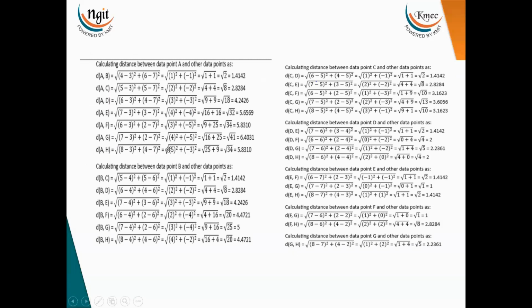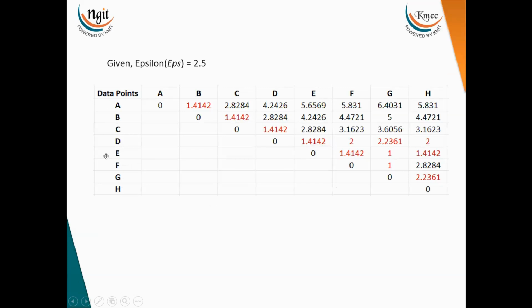And from Euclidean distance, we can see we got the values as 1.41, 2.82, 2, and there are different values for each distance between the 2 points, right? Now, the given epsilon value is what? 2.5. So the distance between them is represented in the form of a table. Here A to B, we got the distance as 1.414, and A to C it is 2.82, and A to D 4.24.